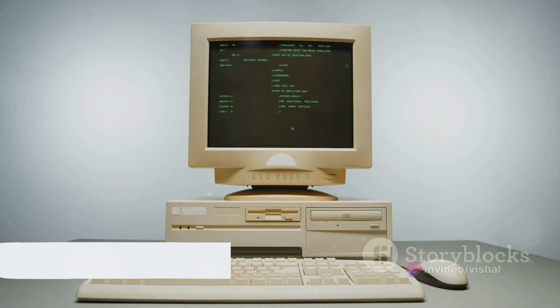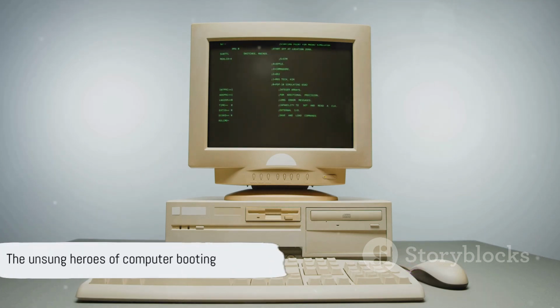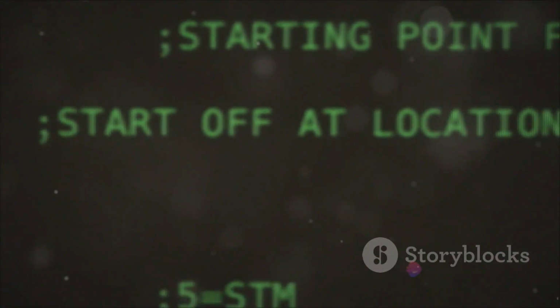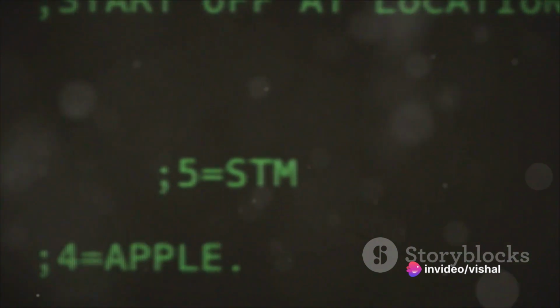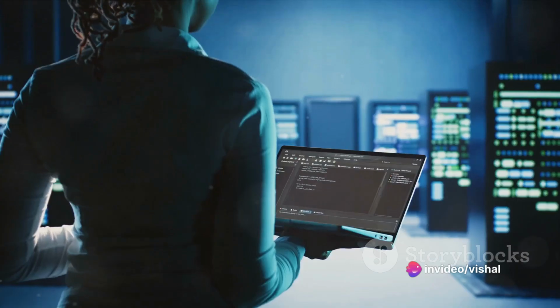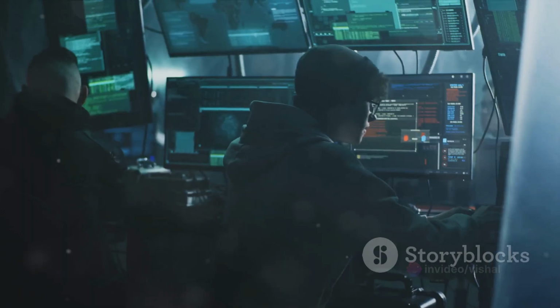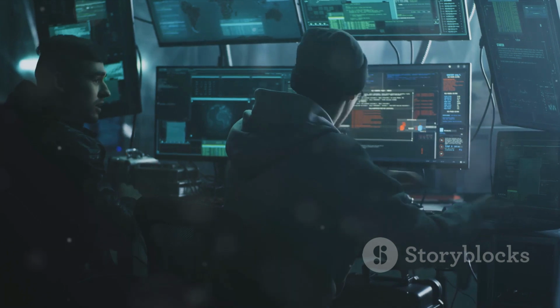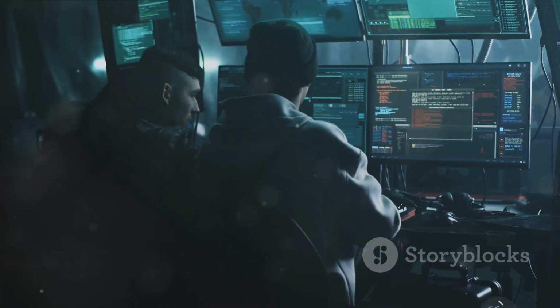Either way, they are the unsung heroes that breathe life into your computer, making the magic of technology happen right before your eyes. So the next time you power up your computer, spare a thought for these silent maestros. They might be hidden away in the boot sector of your hard drive, but without them, the symphony of processes that make your computer work would be nothing but silence.